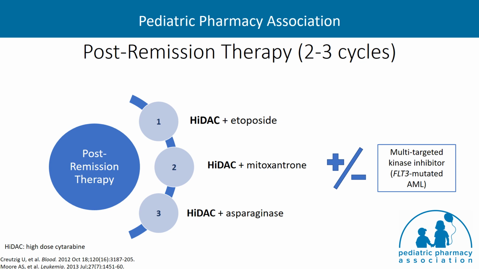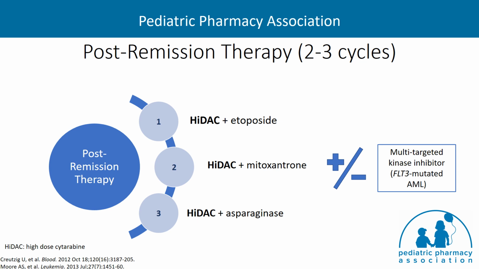Following the initial remission induction cycle or cycles, patients then proceed onto the second phase of therapy, typically considered to be their post-remission therapy. This phase of therapy consists typically of 2 to 3 cycles, and ultimately the number of cycles and specific cycles that they receive all depend on their initial risk stratification.